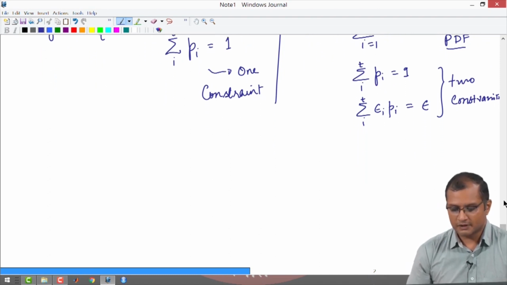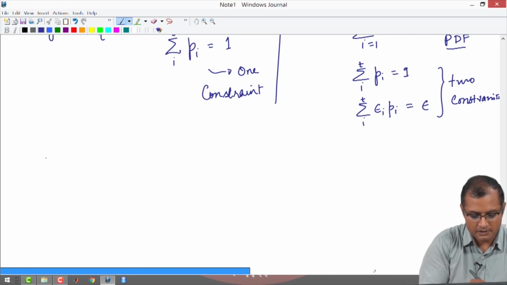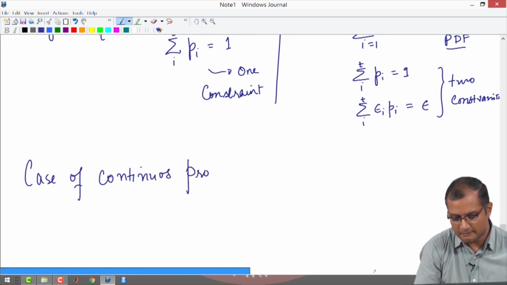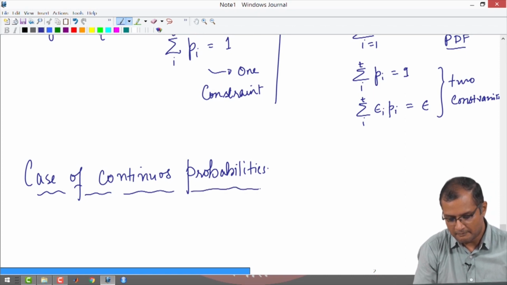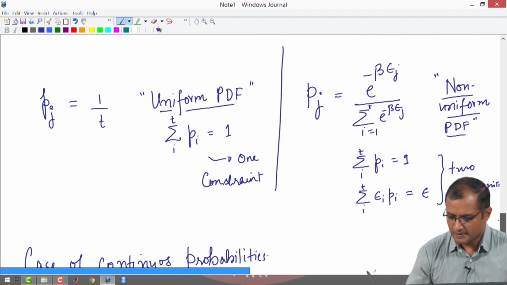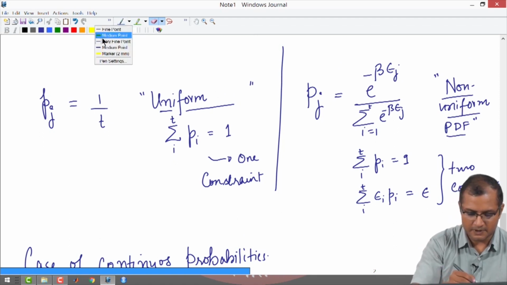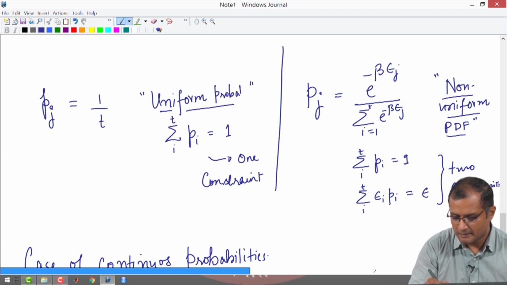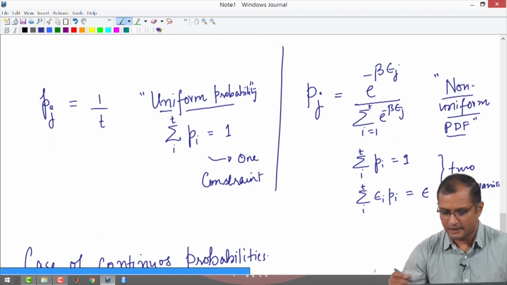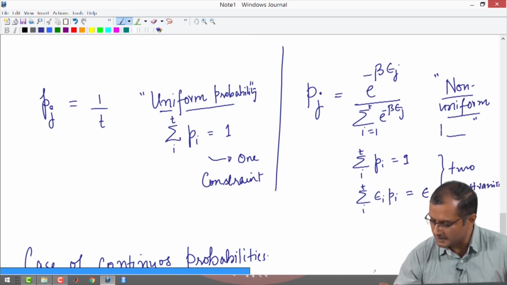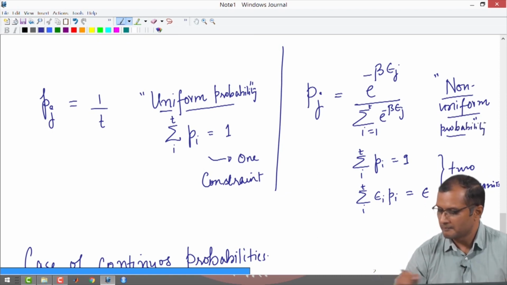We will now move on to the case of continuous probability distributions. Okay. So, I am going to talk about the case of continuous probabilities. I am going to call this not a PDF, but actually just probabilities here, because they are discrete probabilities. And similarly here, to be more accurate, I will call it a probability. Okay.